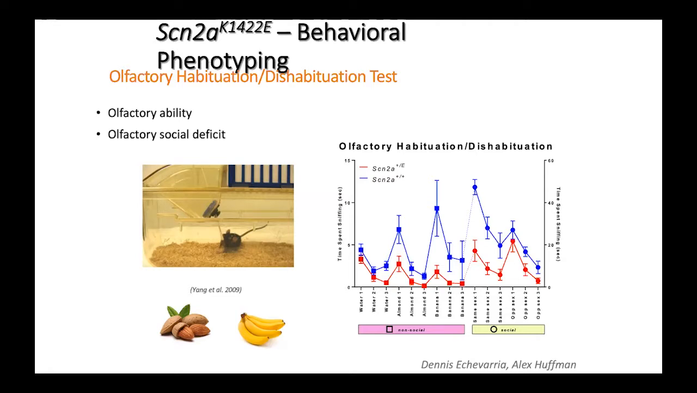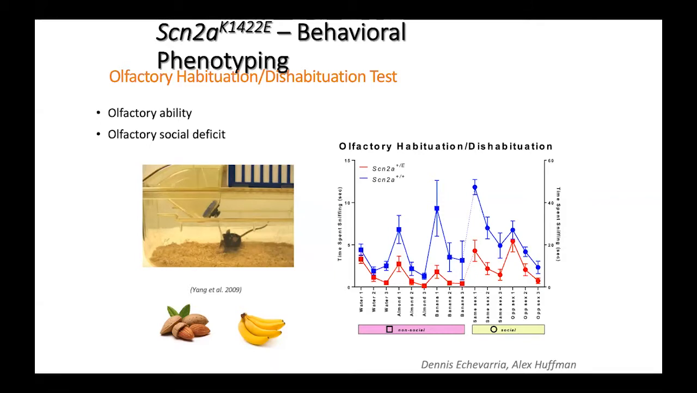That should be really interesting if it's a new smell. It's introduced a second time, it should be a little less interesting. And a third time, it should be boring. They shouldn't pay much attention to it. And so this is done first with non-social smell. So we start with water, which is just a neutral.